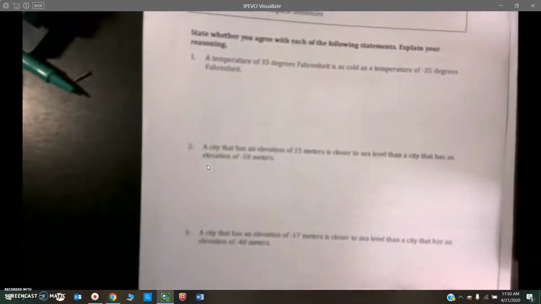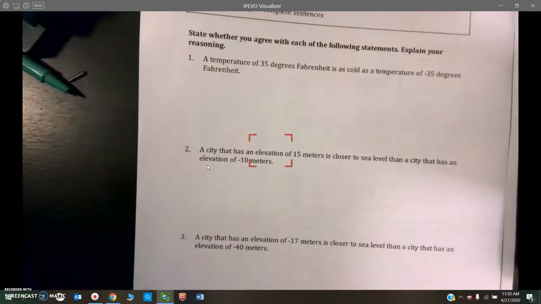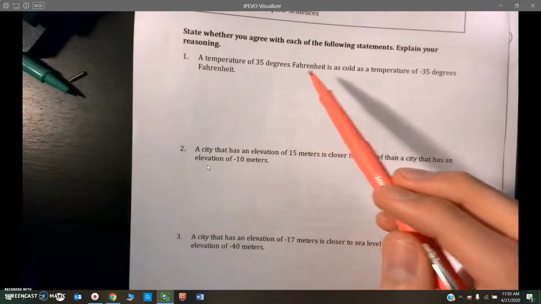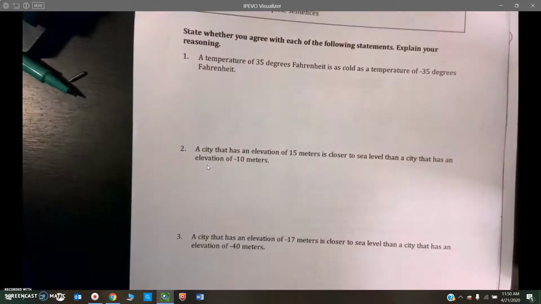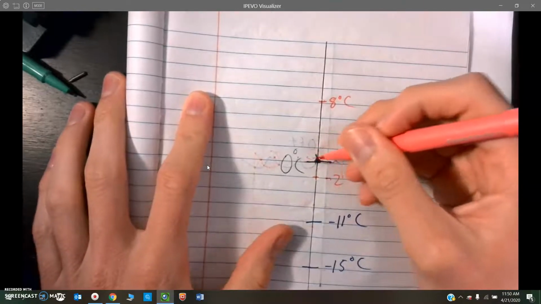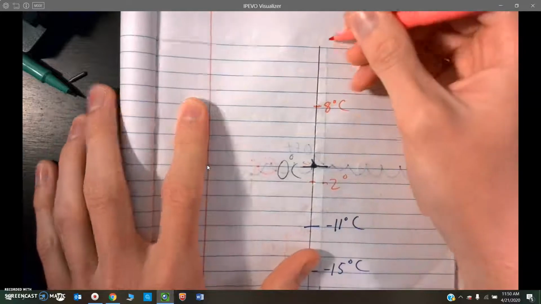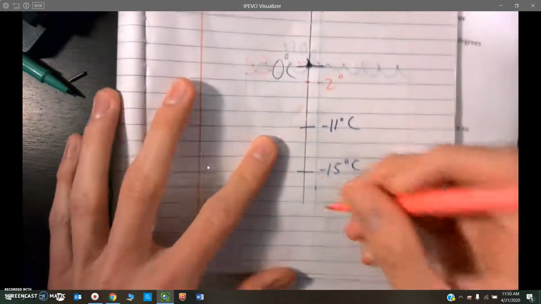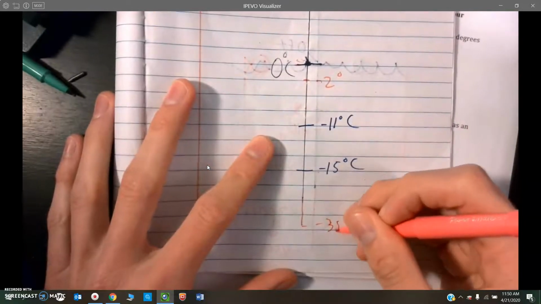And now for the exit ticket, still working with negative numbers in the context of temperature and sea level. So a temperature of 35 degrees Fahrenheit is as cold as a temperature of negative 35. So this one, pretty much everyone got right. Once again, so if this is 0 degrees where it starts to snow, where water freezes, here's 35 degrees, it's much warmer than that. Negative 35 would be all the way down here, 35 degrees below freezing.